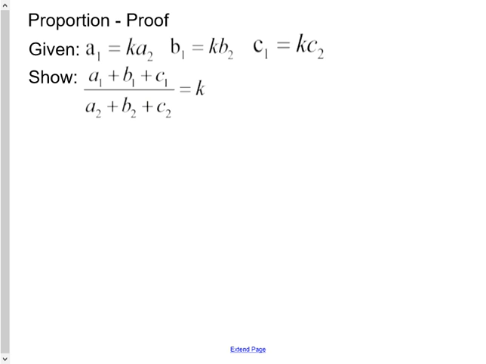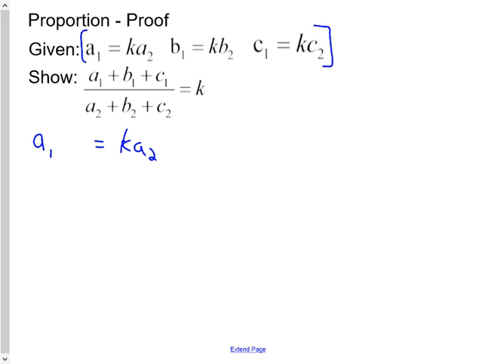Last one. This is kind of a proof that's going to creep into the next lesson. But given A1 equals KA2, B1 equals KB2, C1 equals KC2, how can we show that K equals A1 plus B1 plus C1 over A2 plus B2 plus C2? Now, first off, we're going to say A1 equals KA2, and we're going to build off of this one. So I'm going to give it some space.